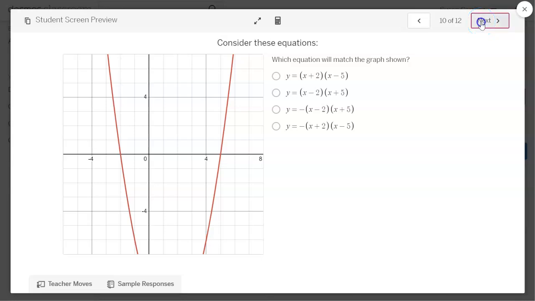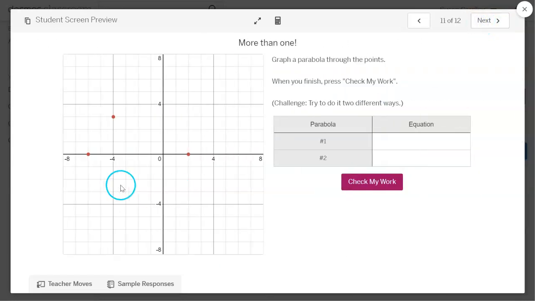Let me go back. Here's one. This is where it gets a little tricky. I would say on screens 11 and 12, you might want to treat these like bonus. Because again, they're not given points that are symmetric. They're not given the vertex.